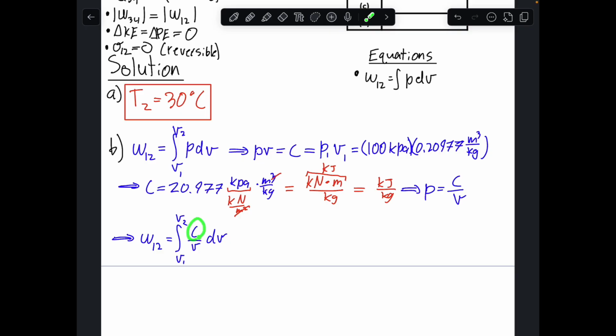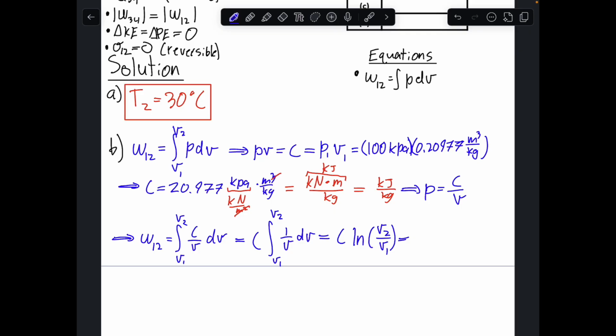And then this C is a constant value, so we can just move that outside the integral. This is going to be equal to C times the integral from V1 to V2 of 1 over V dV. Remember, the integral of 1 over V dV is going to be equal to natural log of V. And then when we evaluate it from V1 to V2, we'll end up getting this final expression. This is going to be equal to C times the natural log of V2 over V1. So make sure you're comfortable with this integral. But this is the result that we get, and so we can just plug in our values now.